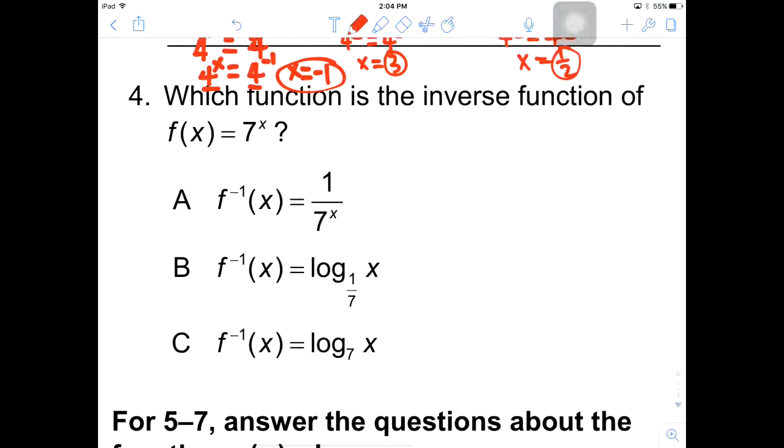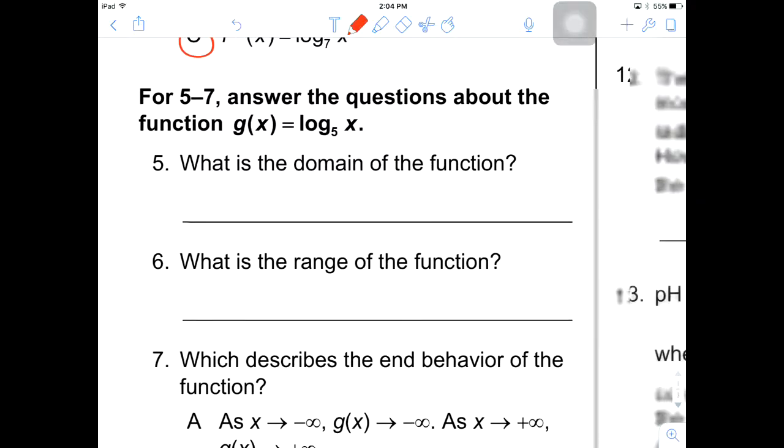Number 4, which function is the inverse function of 7 to the x? Once again, the inverse function of an exponential involves log. So looking at the equation, A does not involve log at all. And then we need to find the one where the base is 7. So the log will remain a base of 7. So C is the only one that has a log base of 7. So that is going to be the inverse.